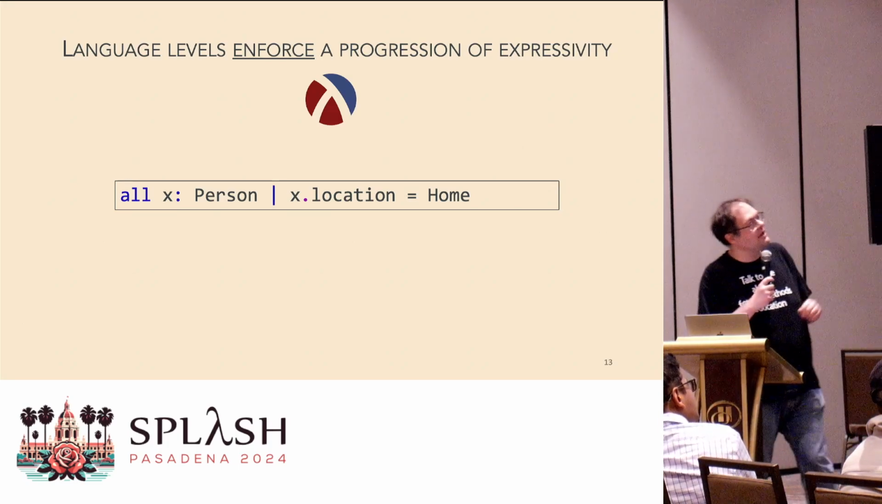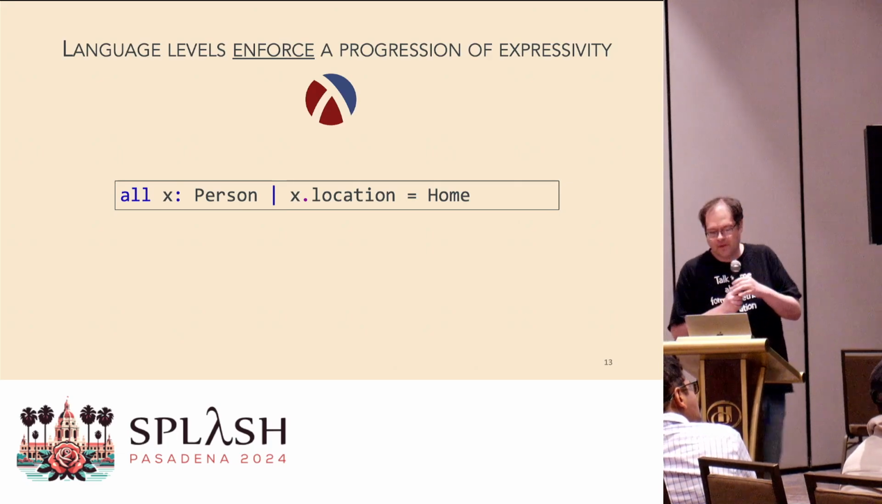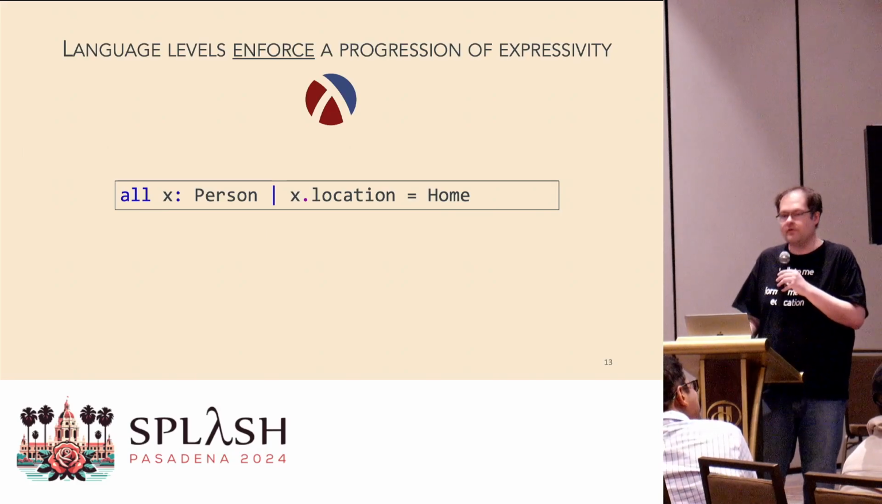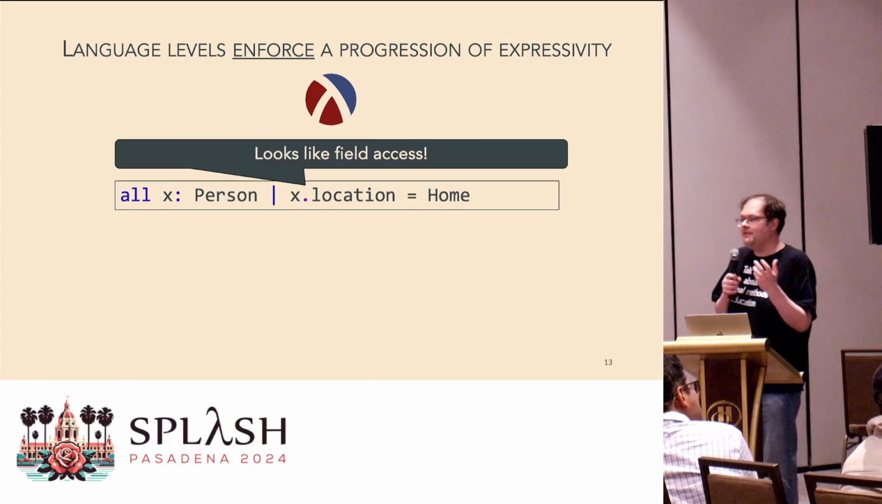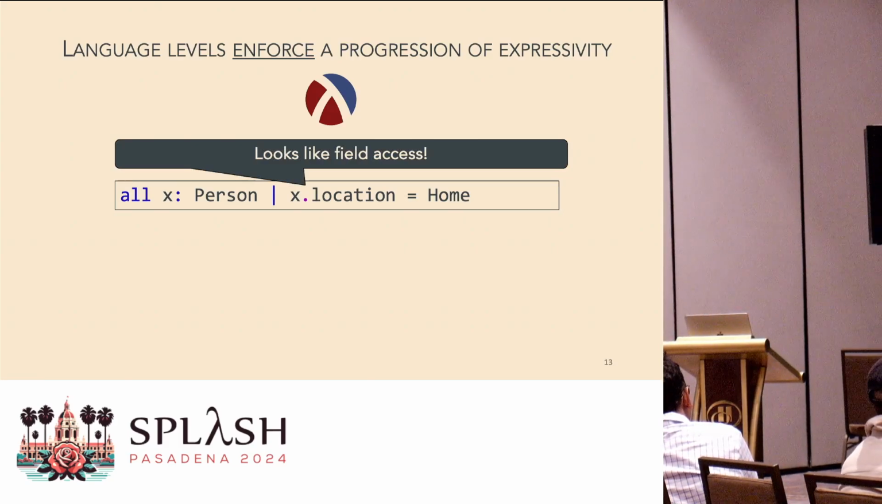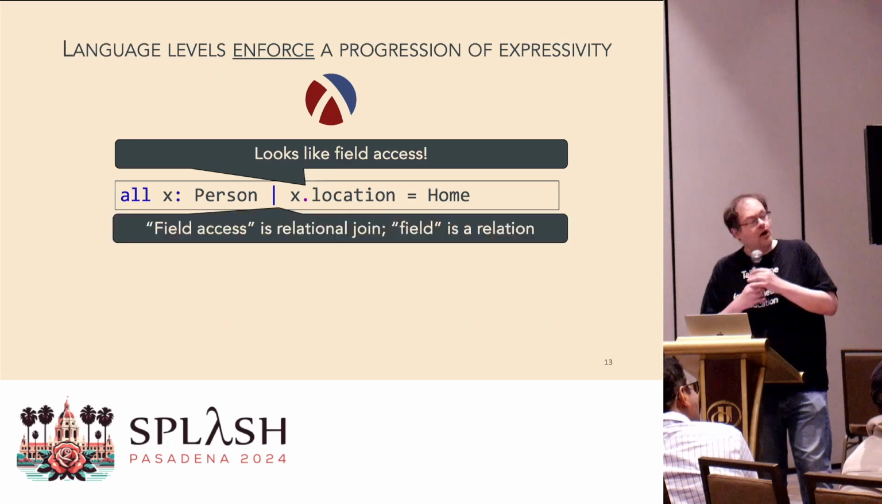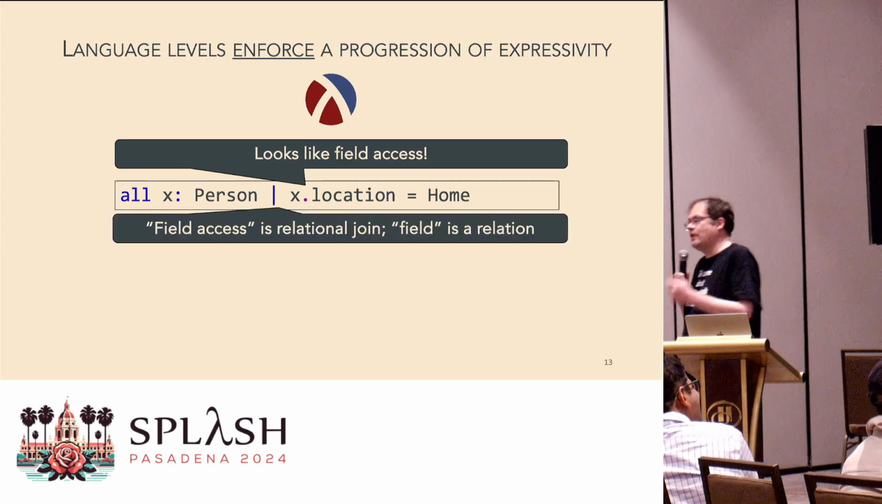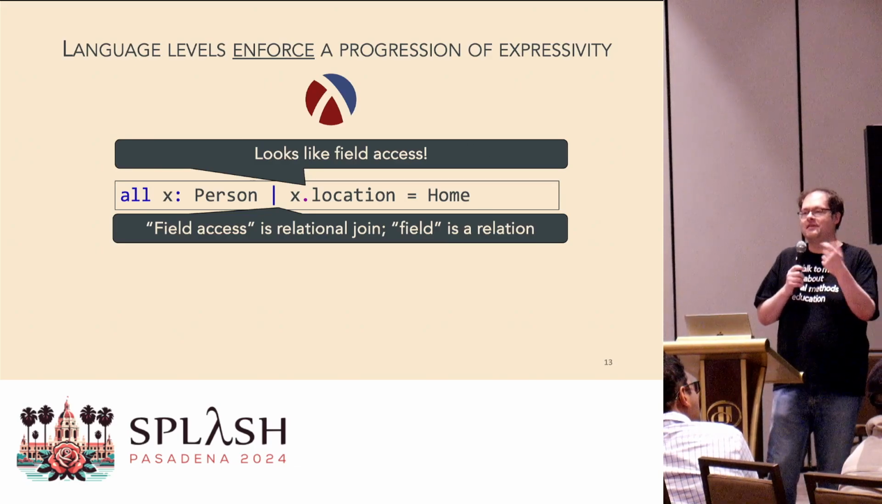So this is an Alloy sentence, an Alloy formula, and it's saying everybody's at home right now. For all person, that person's location equals home. The syntax is kind of friendly. That dot looks a whole lot like field access. It looks like we're doing object-oriented programming, maybe in a language like Java, maybe in some other language. But, oh boy, under the hood, that dot is relational join, and the location field is actually a binary relation that witnesses the connection between persons and their current location.